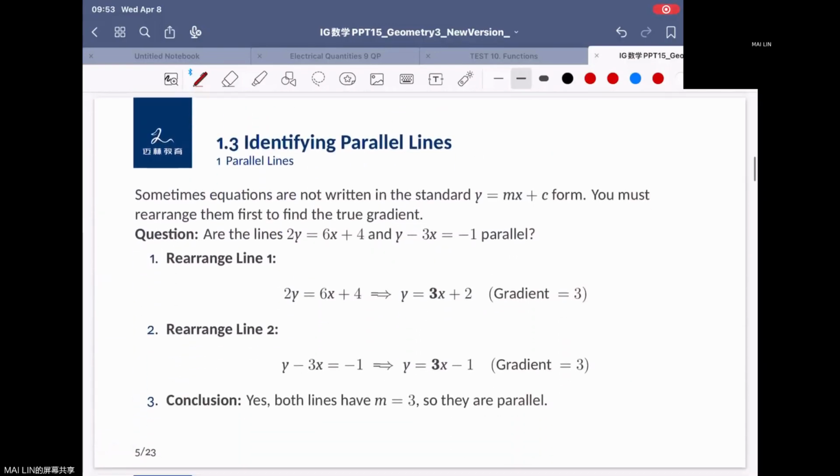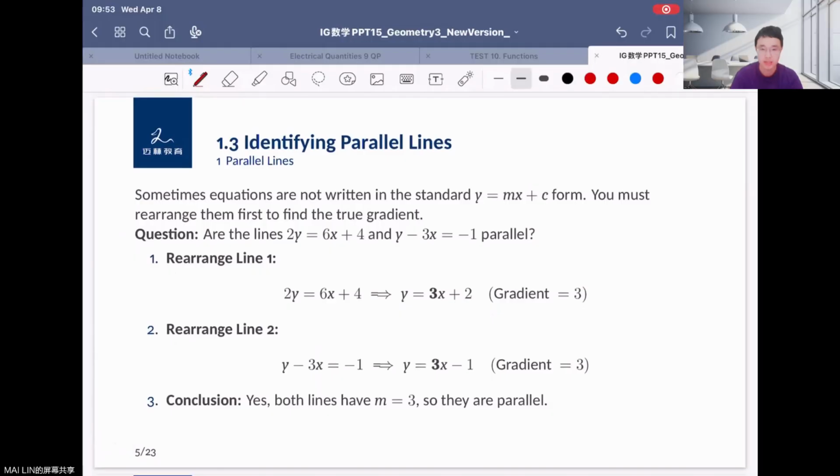And how do we identify parallel lines? Here there are two lines: 2y equals 6x plus 4, and y minus 3x equals negative 1. First, rearrange the lines into the form y equals mx plus c. So 2y equals 6x plus 4, and we divide by 2 on both sides, that is y equals 3x plus 2.